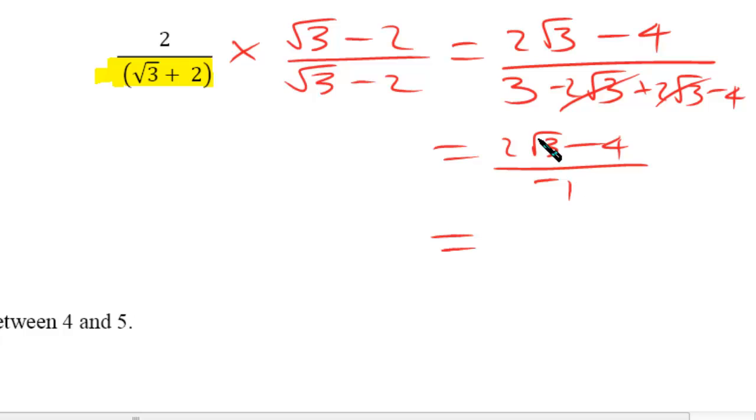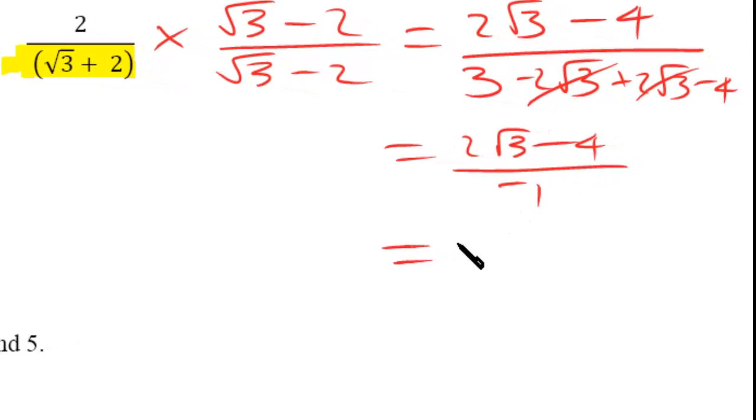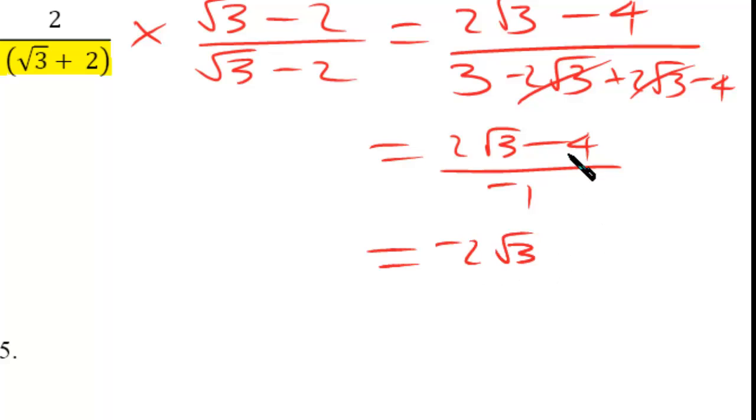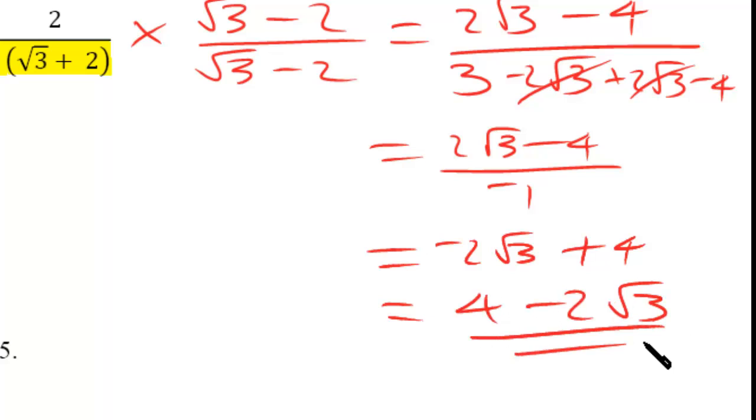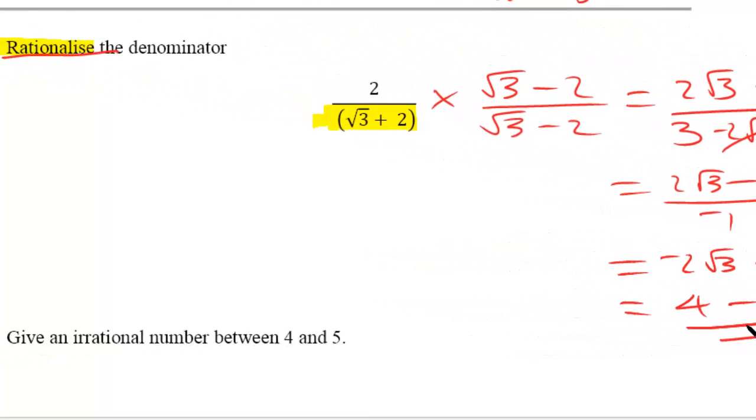If I divide by minus 1, the sign of that's going to change, and the sign of that's going to change. So that will become minus 2 root 3, and that will become 4. Minus 4 divided by minus 1 is 4. 2 root 3 divided by minus 1 is minus 2 root 3, and it's better written in this order. Just makes it look nice and neat.